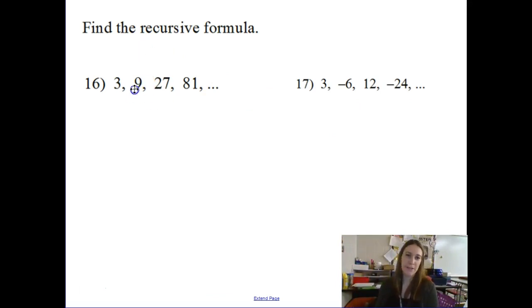Alright, so this is fun. Now we've got to go find the recursive formula. So the recursive formula says it's always going to be the previous term, so a sub n minus 1, times the common ratio, which clearly is a 3. But you have to tell me who the first term is. So the first term starts off with a 3.